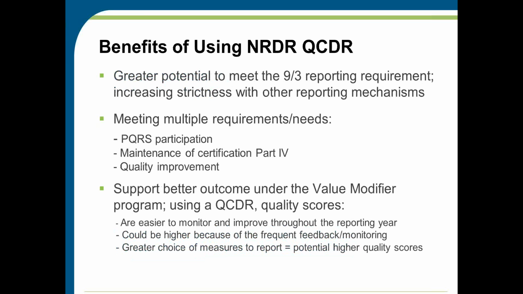So looking at some of the benefits of using the ACR's NRDR QCDR, there's a greater potential to meet the 9 measure or 3 quality strategy domain reporting requirements, mainly because there are more measures you can select from, as opposed to PQRS-specific measures, where for radiology groups there are maybe a handful of measures that you can report. Using the NRDR, we have identified 20 measures from across our registries, as well as 15 PQRS measures. So there are many more measures that you may be able to report using the QCDR.